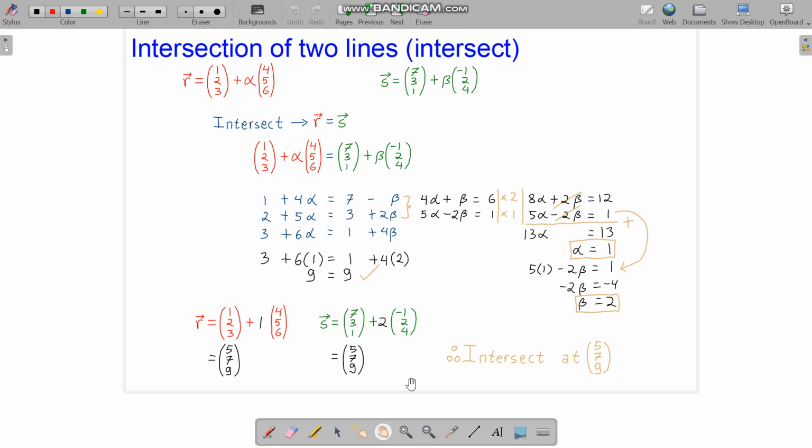So alpha is 1, the beta is 2. You can find the intersection point using the R equation. For the R equation, we replace the alpha with 1, or for the S equation, replace the beta with 2. Of course, we get exactly the same point. So they intersect at (5, 7, 9).